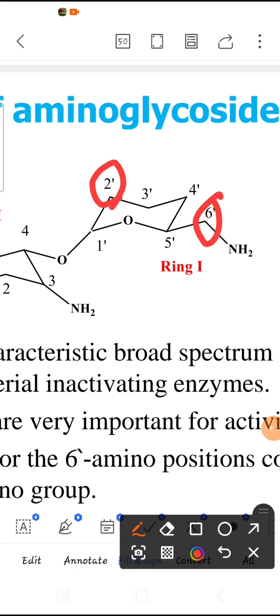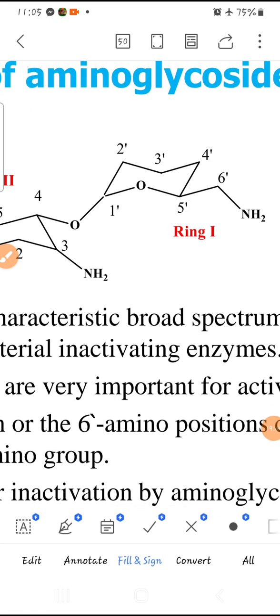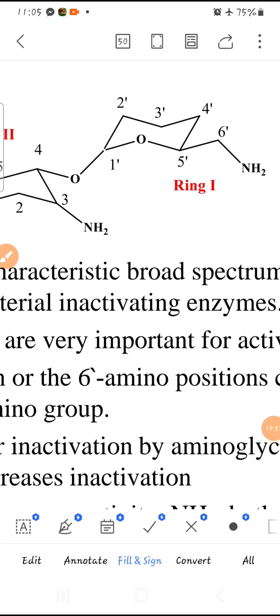But amine groups may be the site for inactivation here. Therefore, if methyl groups are substituted here, they inhibit the inactivation. Amino function is important at both the 2 and 6 positions. Therefore, addition of an alkyl group will decrease the inactivation. Methylation of either the 6' carbon or the 6 amino position confers resistance to enzymatic acetylation of the 6 amino group. Therefore, the amino group at the 2 position and 6 position is essential.